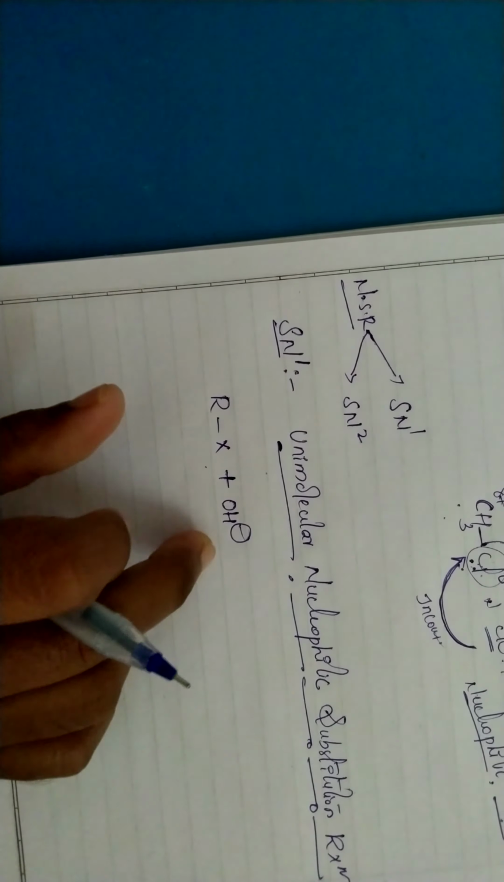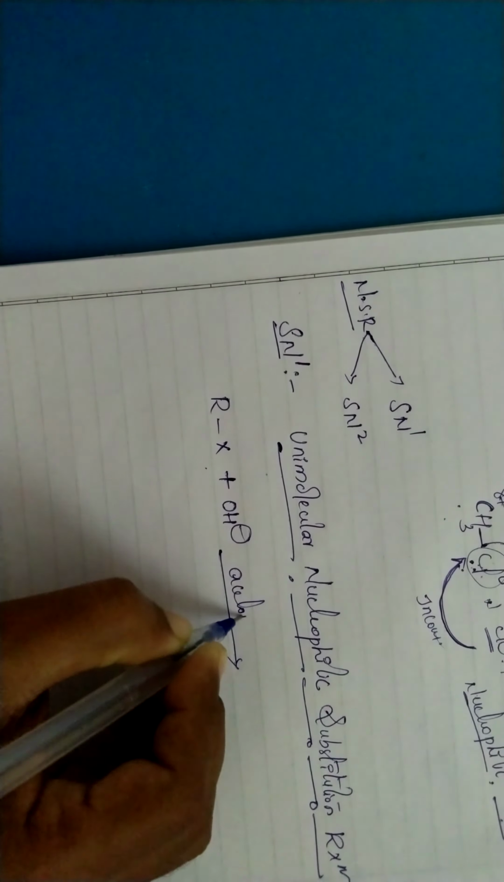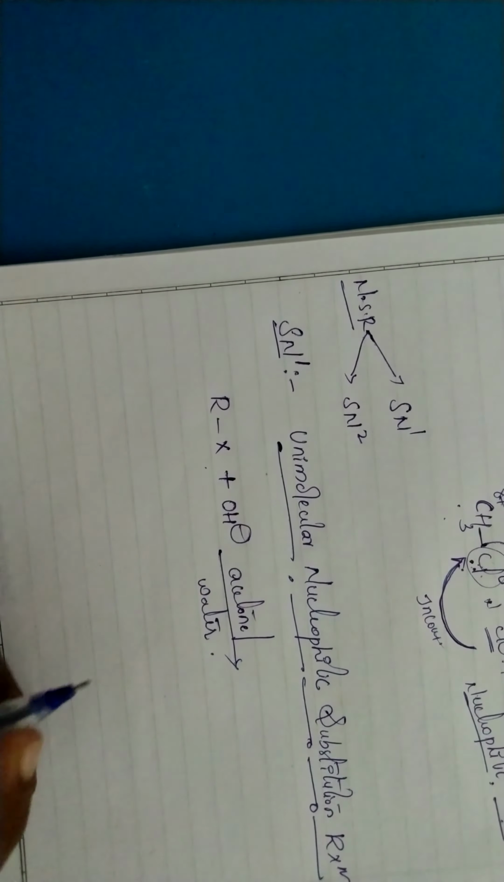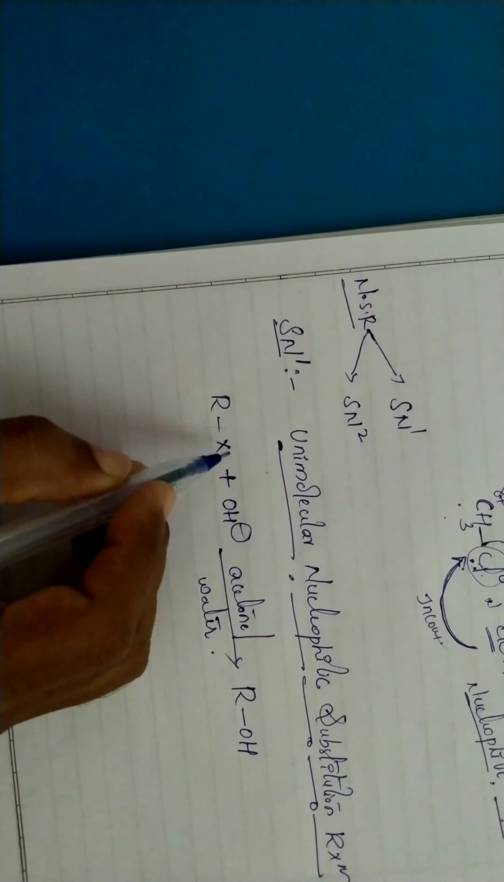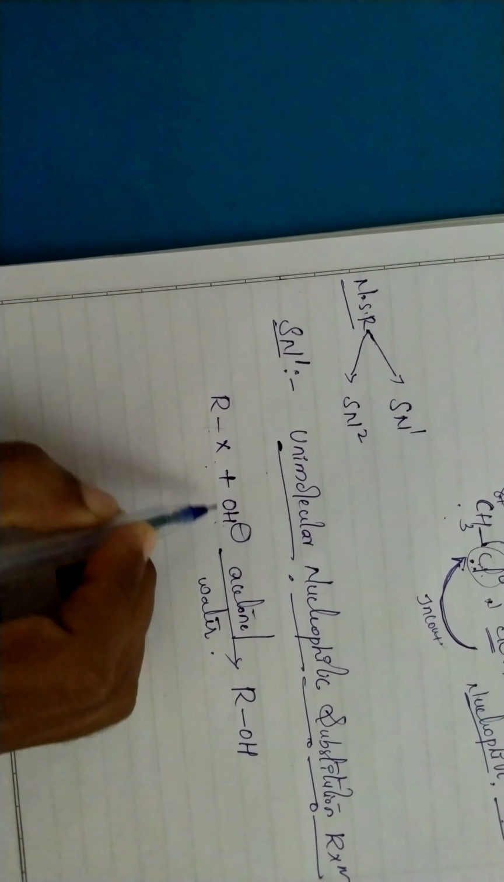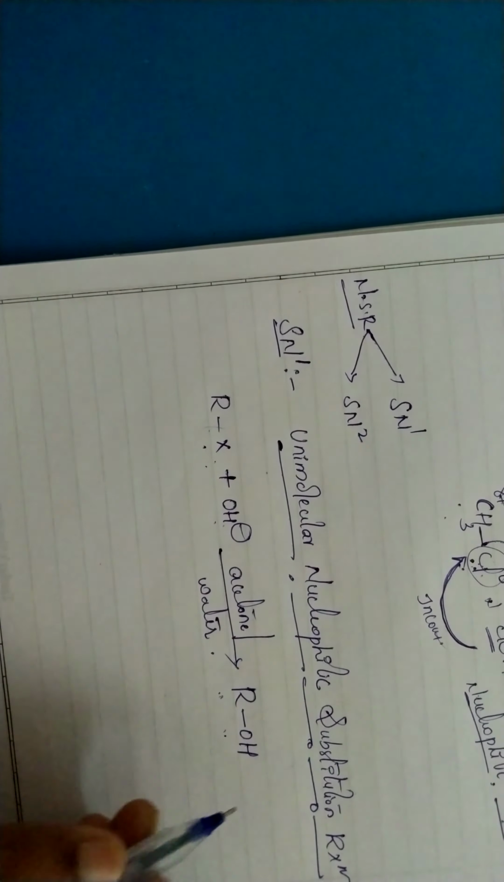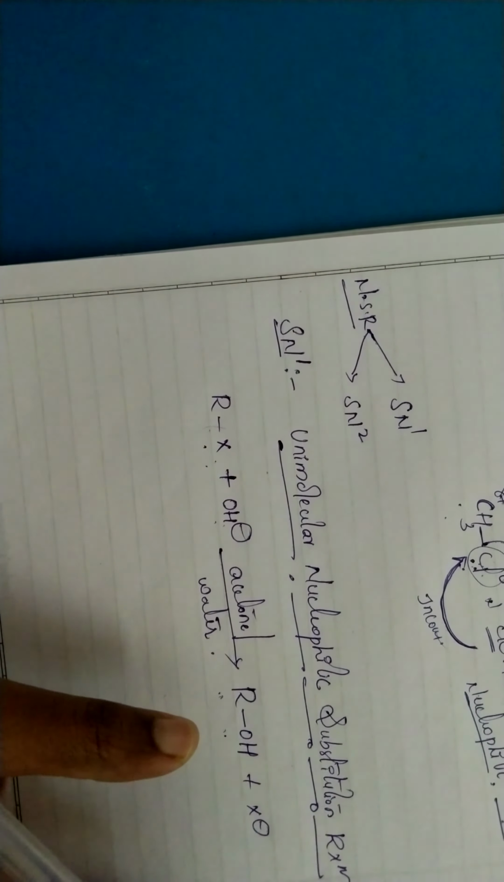So X is going out, OH minus is coming in, in presence of acetone and water. In presence of acetone and water, what is the new product here? It is ROH. Why? Because X is going out and in the place of X, OH minus is coming in. So we are getting the new product, that is ROH and X minus. So this is a nucleophilic substitution reaction.